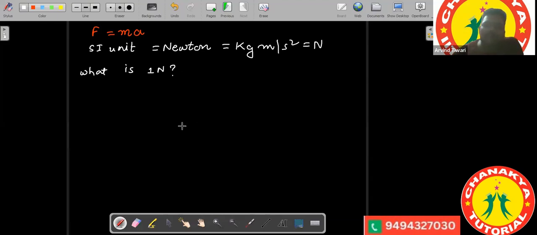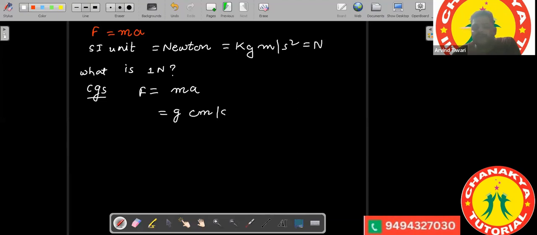Then we also have the CGS units of force. In the CGS units, we measure mass in gram and acceleration in centimeter per second square. So this gives us another unit, gram centimeter per second square. It is also called dyne.